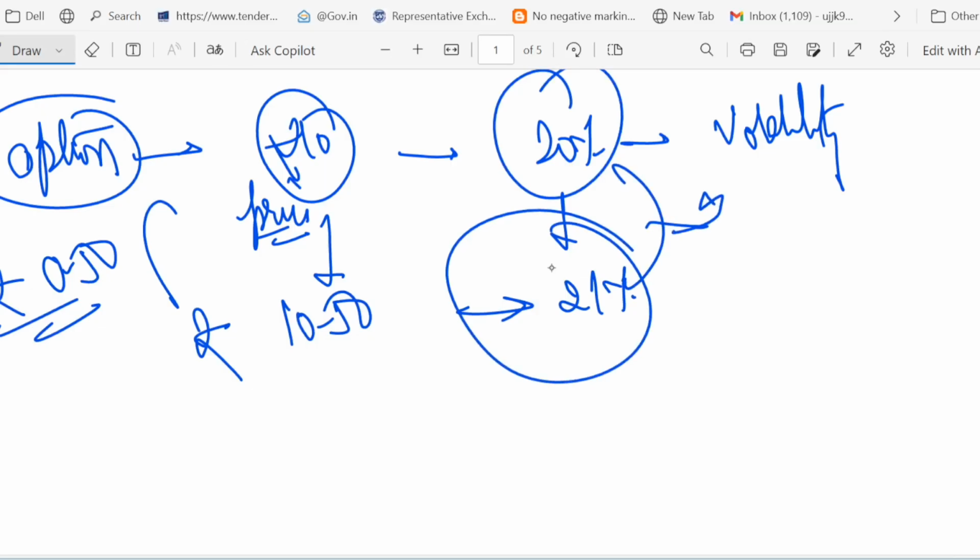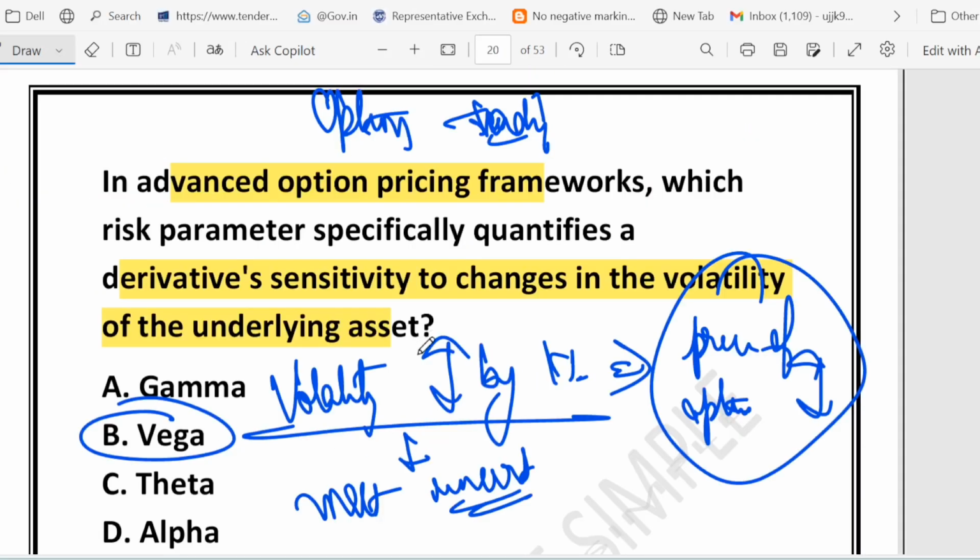So basically, suppose our Vega is higher. What does it mean? It simply means that the option price will move more when the market volatility changes. And traders use Vega to manage how much volatility exposure their portfolio has. So let's look at the options. Option A, they have given gamma.